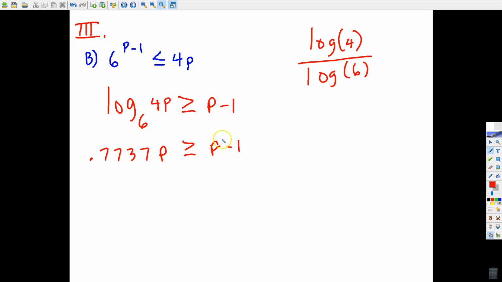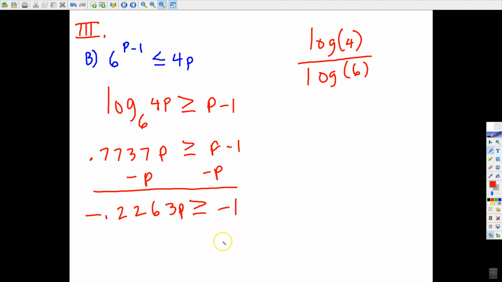So once again, you have options. I think it's easier since you already have this in your calculator. We're basically going to subtract p from both sides. So leave that decimal in your calculator and then just do -1. And let's see, Hannah, do you have that? -0.2263 greater than or equal to p, don't forget the p, greater than or equal to -1.